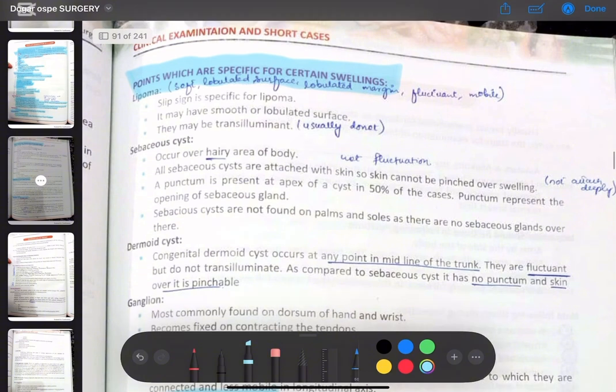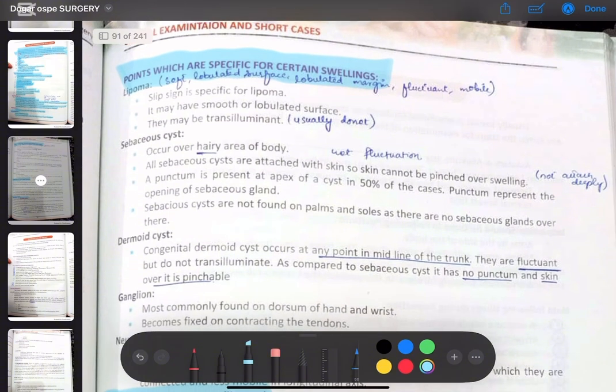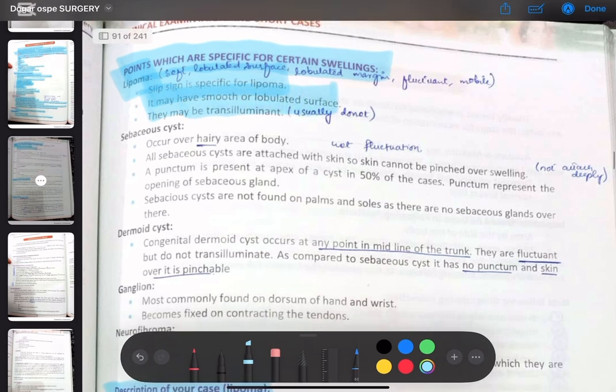Okay, so the points which are specific for swellings, that is, lipoma. The slip sign is specific for lipoma. It may have a smooth or lobulated surface. They may be transilluminant. After doing the examination, the examiner may ask what your differential diagnoses are, or what type of swelling this is. So it may be a lipoma. If it is a lipoma, then it may have smooth or lobulated surfaces and it may be transilluminant, and the slip sign is specific for lipoma.